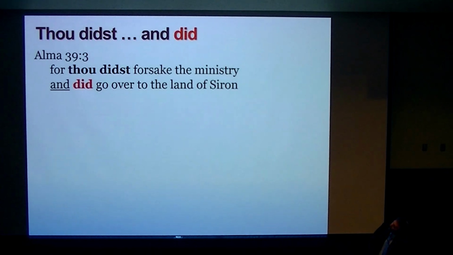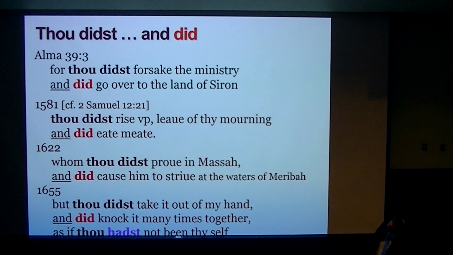Okay, here's good variation we have in Alma 39:3. "Thou didst forsake the ministry and did go." Notice we don't have "didst go," right? We have "did go." Well, I showed this to my dad about 20 years ago. I said, this is curious variation. It was never edited. And he said, well, what does that mean? And I said, well, I don't know. It's interesting, though. Now we know that it means early modern English. "Thou didst rise up and did eat meat." "Thou didst prove in Massah and did cause him to strive at the waters of Meribah." "Thou didst take it out of my hand and did knock it many times together." Same variation you can see in the textual record.